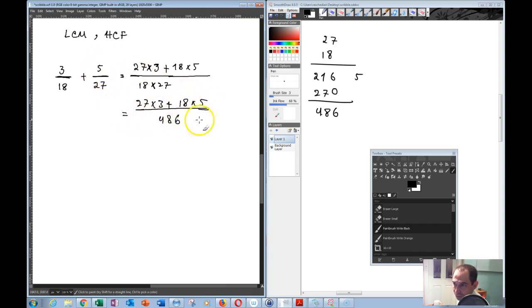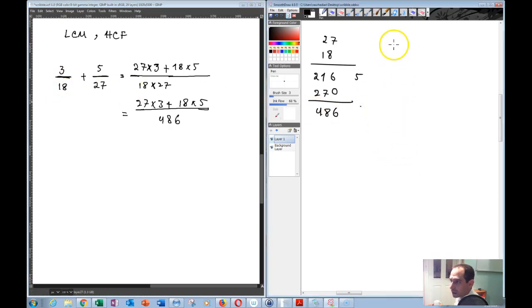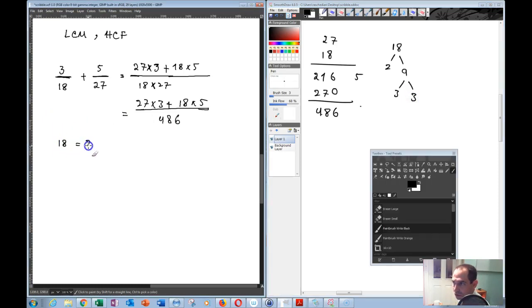What we used to do in order to find the LCM of these two numbers, we usually wrote them in terms of prime factors. 18 is the same thing as 2 times 9, and that's 3 times 3. So you can write 18 as 2 times 3 times 3, and 27 is 3 cubed, so it's 3 times 3 times 3.